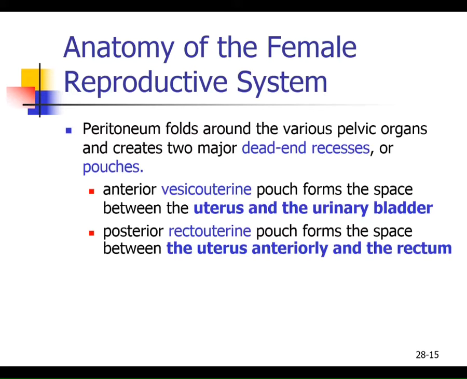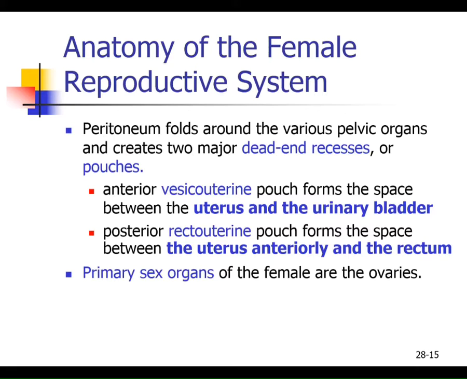The peritoneum will be wrapped around it, and it's going to create a couple of what we call pouches, and I'll show these pictures to you in a moment. One pouch will be created between the uterus itself and the bladder. The other pouch between the uterus and the rectum.